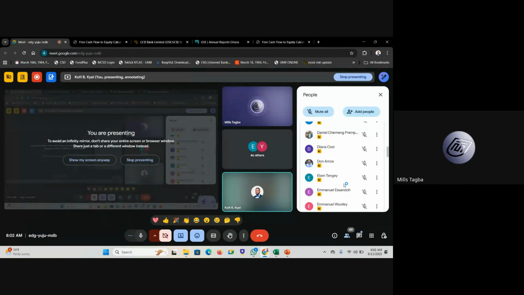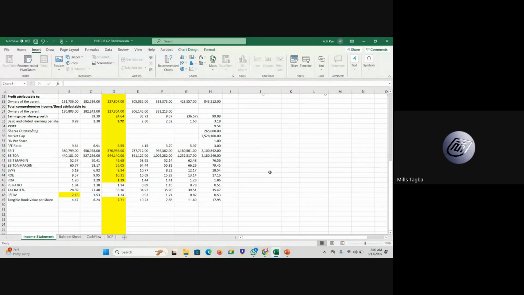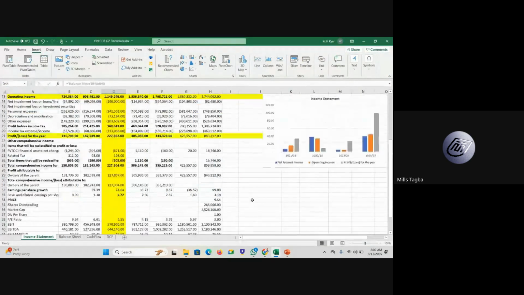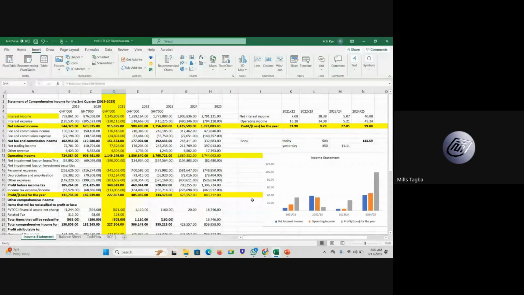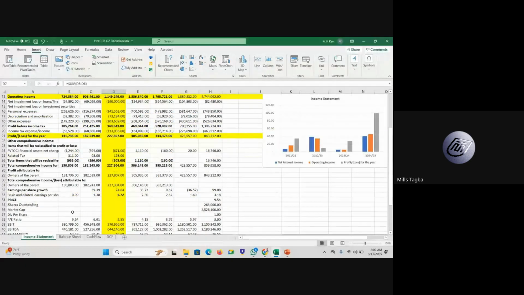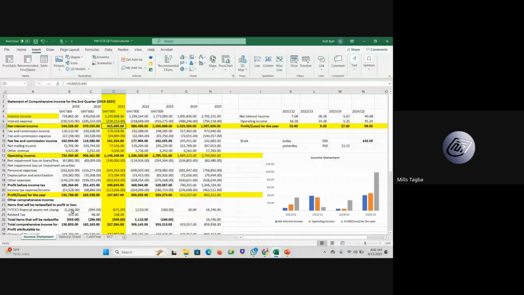Please, I want to ask that in your income statement, you use some key indicators for the calculation. Is it a must to always use such key indicators when doing calculation, like the net interest income, operating income, and then profit and loss? Is it a key indicator to use when doing calculation?